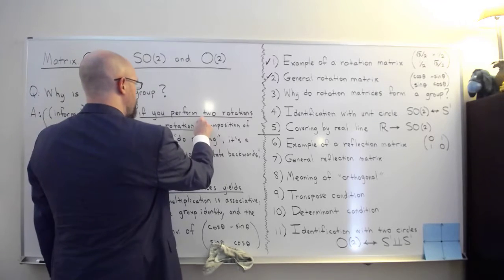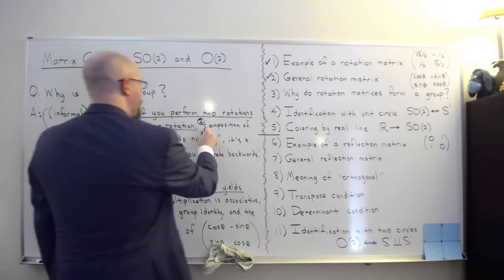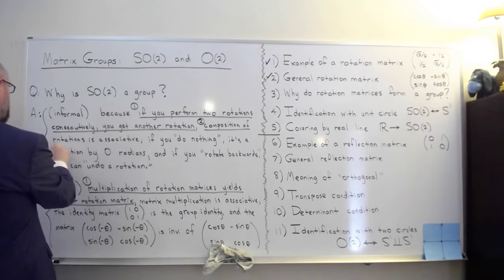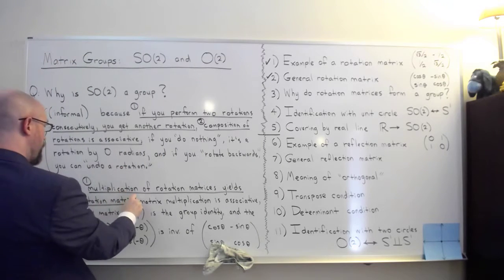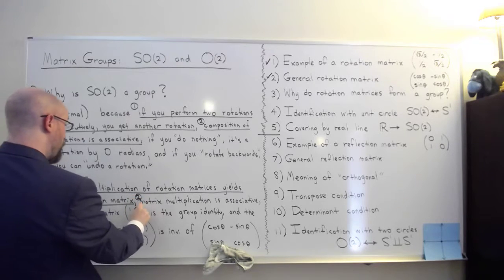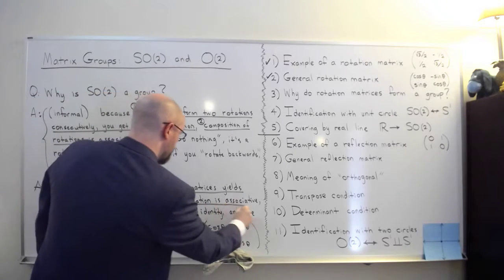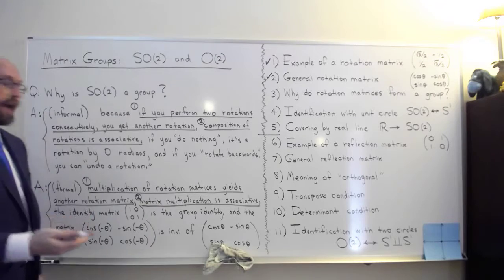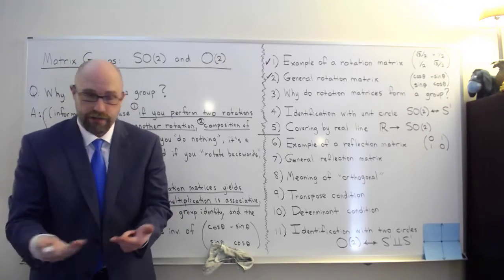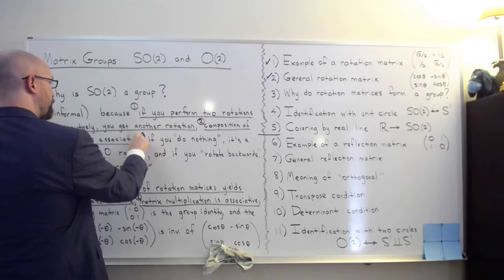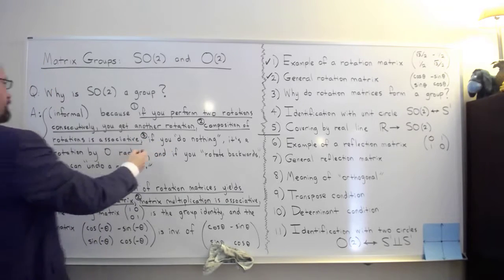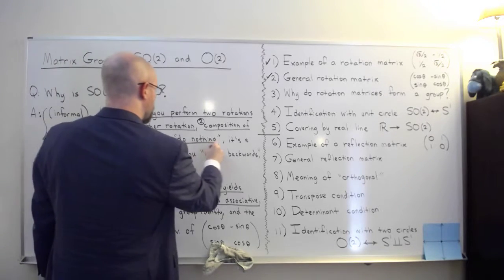So let's start at 2. This is the second statement here. Composition of rotations is associative. And here, what corresponds to that is that matrix multiplication is associative. And that's true for any matrices. They don't have to be rotation matrices like these are. And then number 3, if you do nothing, it's a rotation by 0 radians.